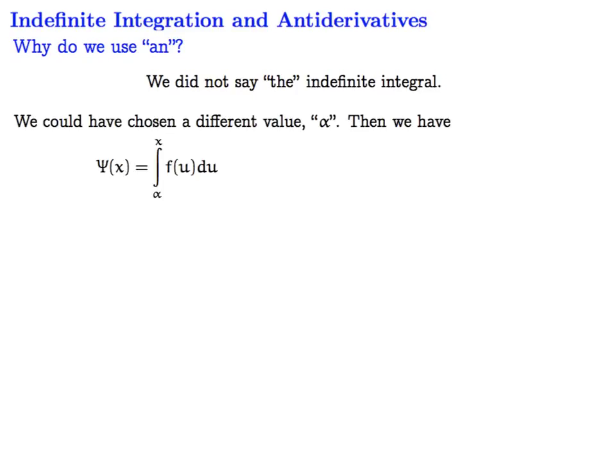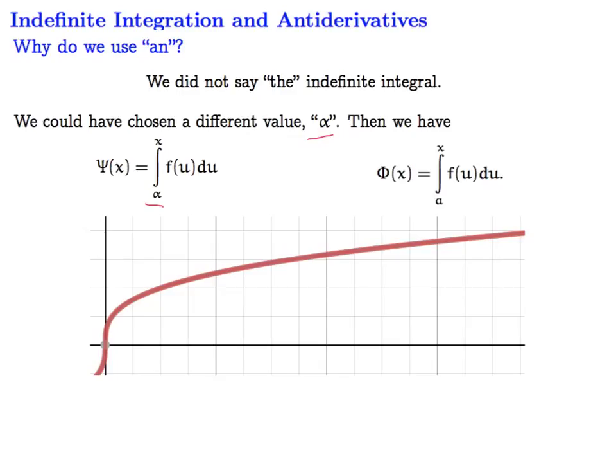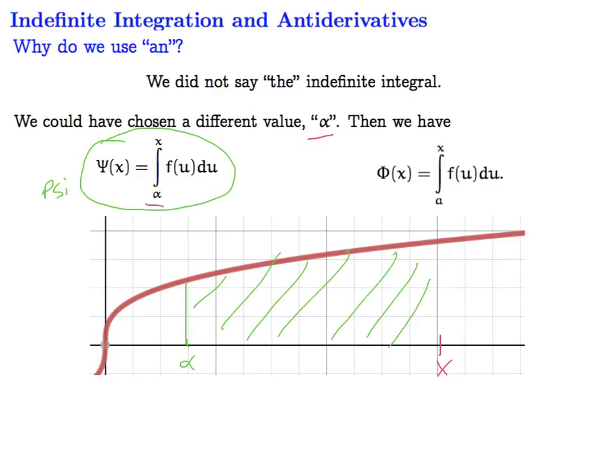So what I could have done is I could have chosen a different value for the lower limit of integration. I could have chosen alpha here instead, and I would have ended up with a different function. So let's compare these two and see how they look different. Geometrically, if we look at what these functions mean, the key feature is that they're both going to stop at some value, let's call it x over here. However, the function psi over here starts at some value alpha, and so what it's saying to do is compute the area from alpha all the way up and stop at x there.